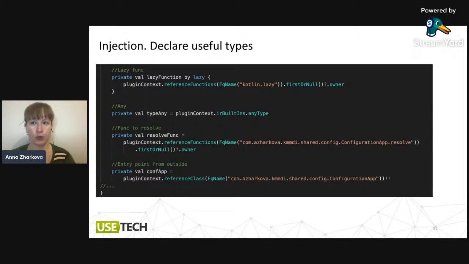Of course, we need to specify all the types, because during compilation, when working with the abstract syntax tree, we need to put all these points together. It looks really strange that we have to provide the paths for all these types. For example, for the lazy function, there will be the Kotlin lazy reference. Also, we need to provide the reference to type any for any type, and also for the methods that will be used to resolve the data.